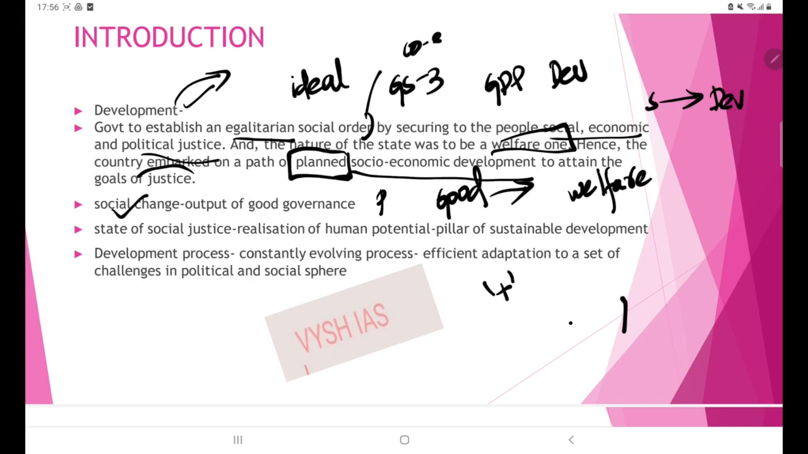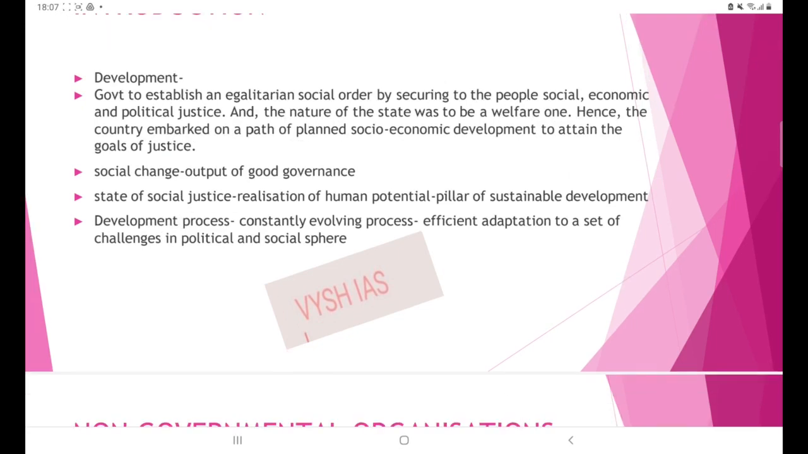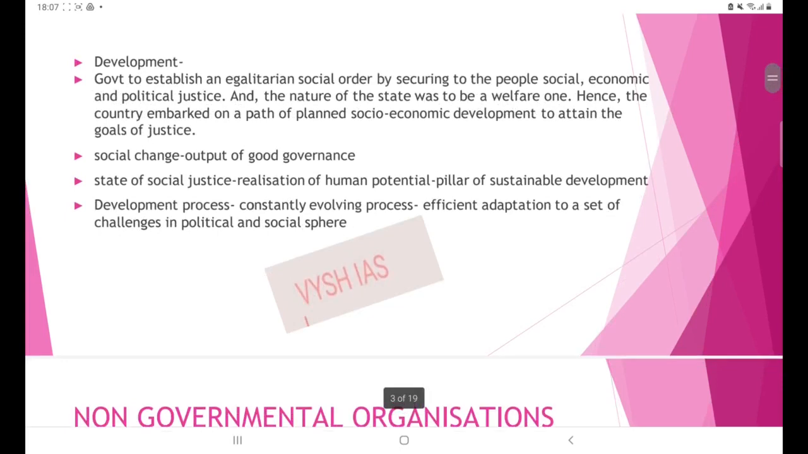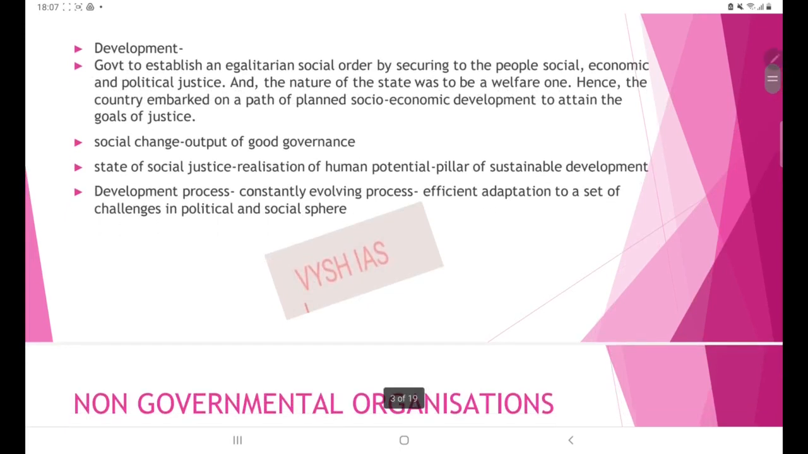Then development process. Talking about development process, it is a constantly evolving process. It is not coming through one process. So it is constantly evolving. As newer and newer challenges come to a state, the development process also has to be upgraded, and it has to constantly evolve. Okay. Tell it in another manner. This development process is an efficient adaptation to a set of challenges in the political and social sphere.